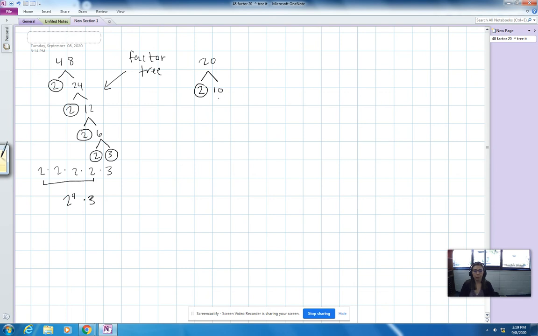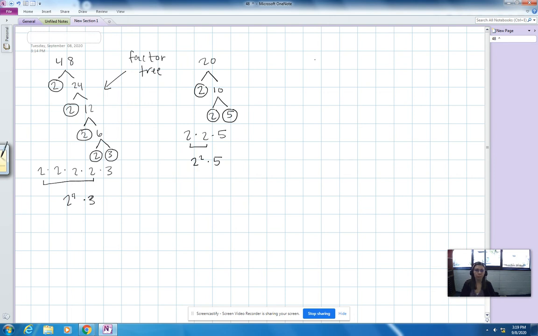All right, 10 is not prime, so I ask myself, what multiplies together to give me 10? Well, I know 2 times 5 gives me 10. Both of these are prime. So I found all my prime factors. Now I have to actually write the prime factorization. I have to write the prime factors multiplied together. So I have 2 times 2 times 5. Because I have multiple of the same number, I can write that with an exponent. That would be 2 squared times 5. So that's our prime factorization. These are prime factors multiplied together that will give us 20.